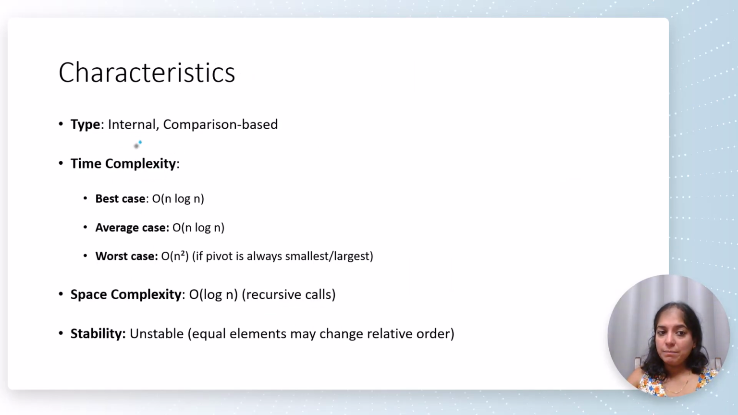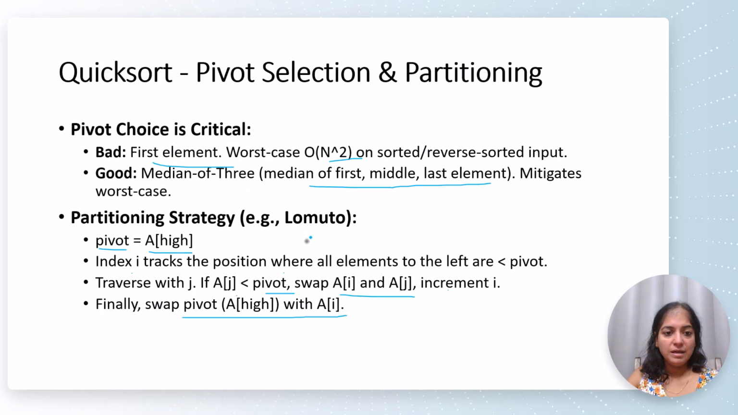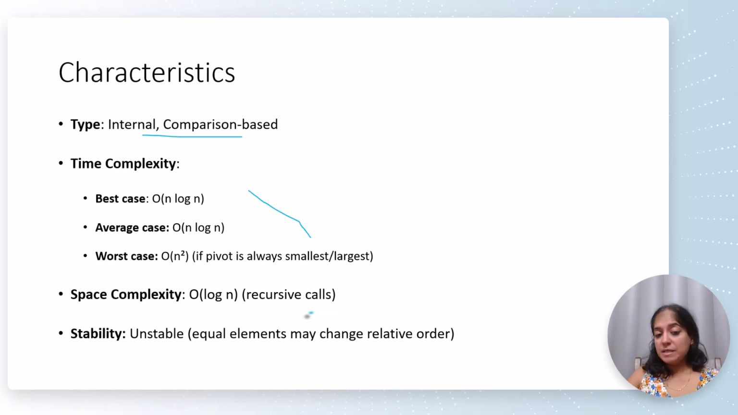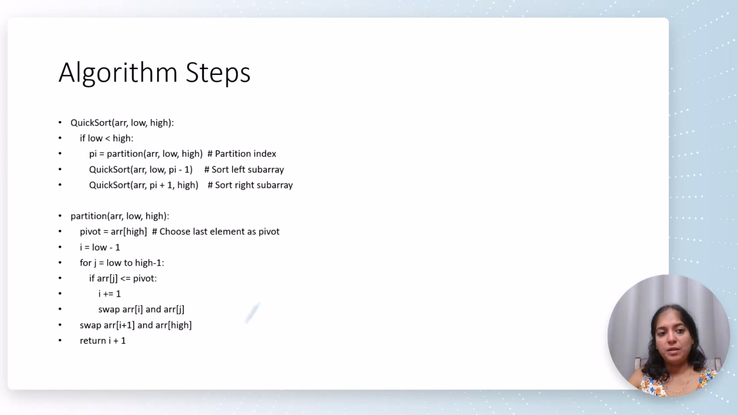It is an in-place comparison based sorting algorithm. And space complexity is big O of log n for recursive calls. Since it's a recursive algorithm, it requires some extra space for the recursive call stack, so it becomes big O of log n. It is an unstable sorting algorithm.